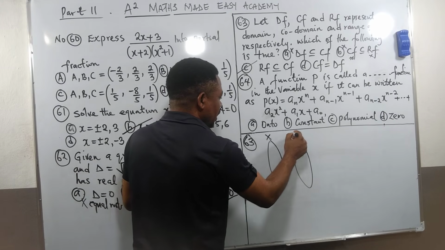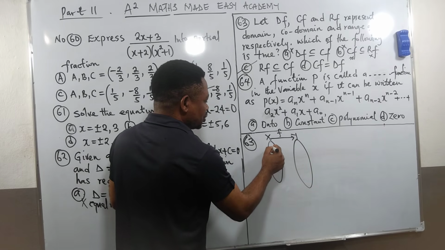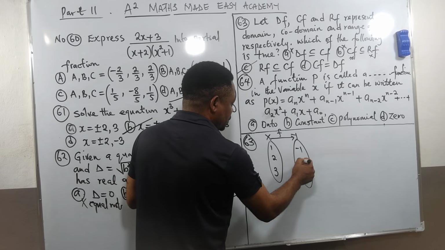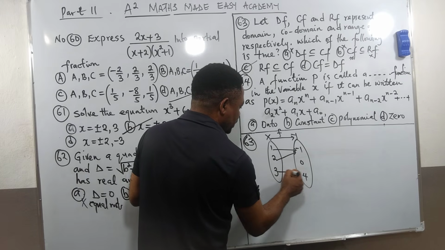Let's say we have a function like this. This is X and this is Y. Now let's say F maps X to Y. Let's assume I have 1, 2, 3 here, and here I have -1, 0, and 4. This one maps to this, this one maps to this, and yes, this one maps to this.